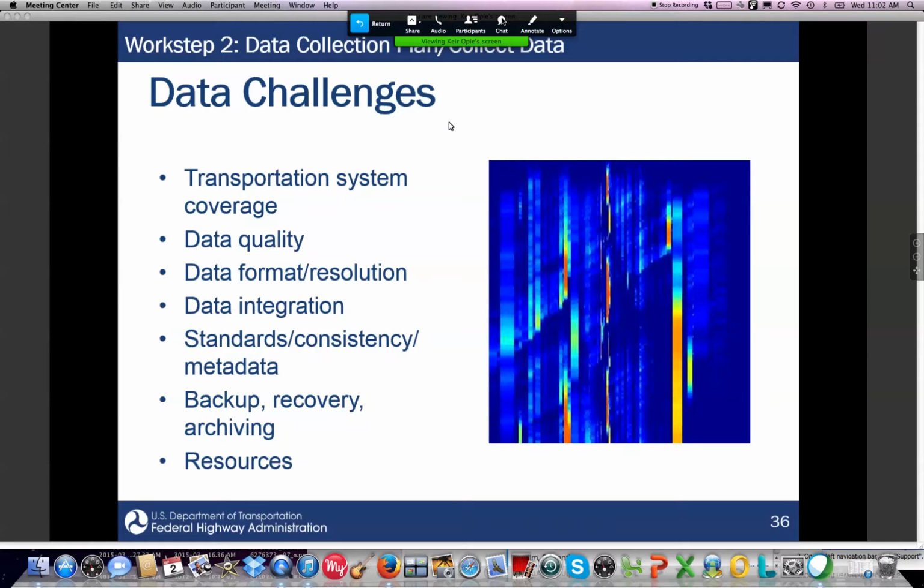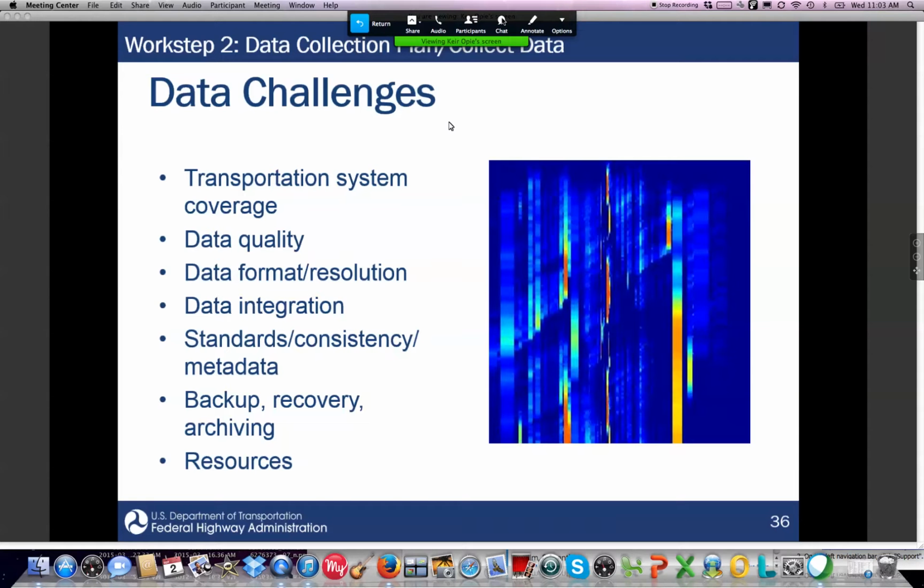The format and the resolution matter, because a lot of this we need to have in a continuing system. Some of these data sets are very large and can be difficult to work with. We have to consider that as we move forward. Data integration: how the various different pieces fit together. What happens when we have conflicting data points? It certainly exists out there. It helps to have standards and consistencies that are out there.